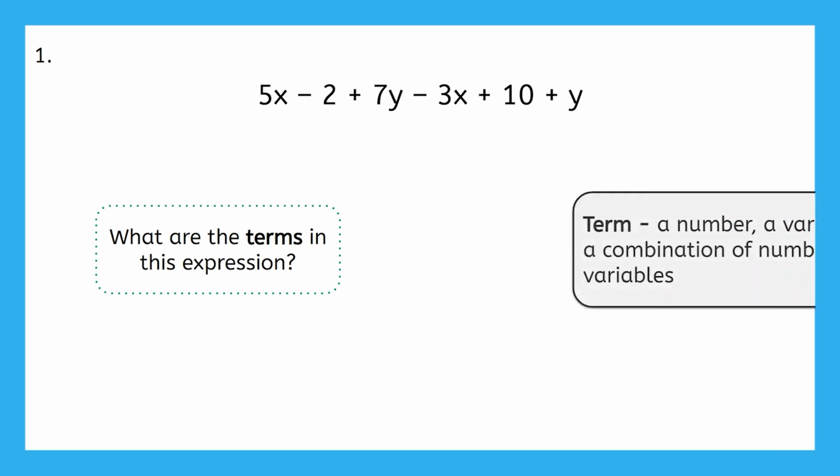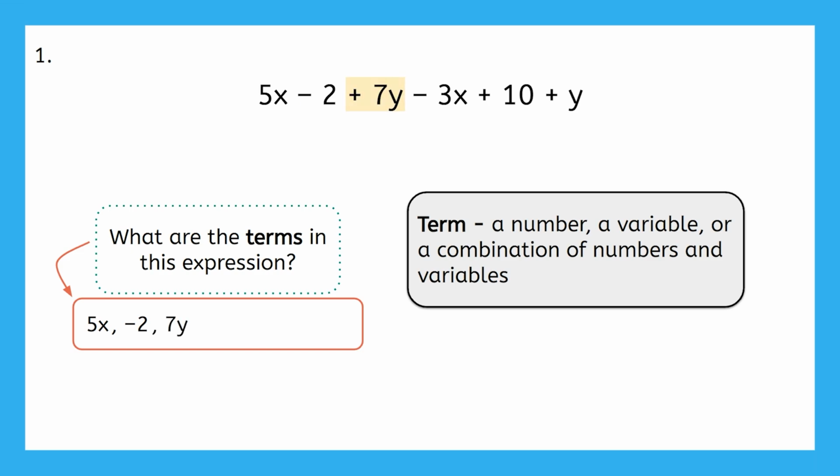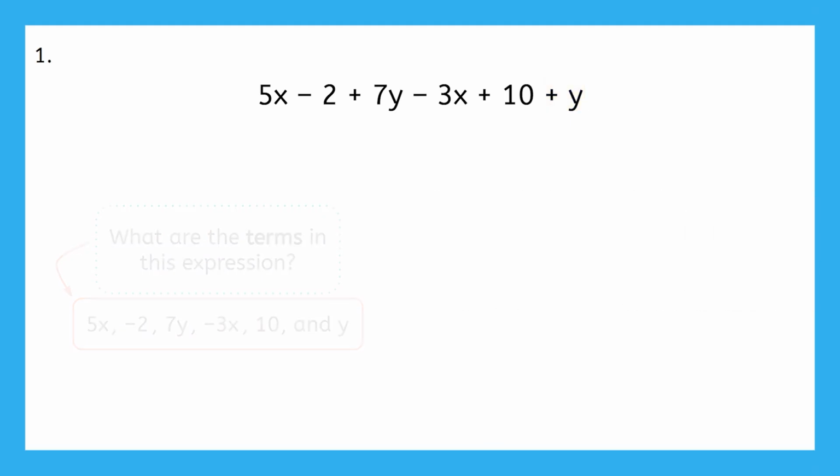A term is a number, a variable, or a combination of numbers and variables, including the sign that comes before it. That means the terms in this expression are 5x, negative 2, positive 7y, negative 3x, positive 10, and positive y. Remember, when a term doesn't have any sign in front of it, like the 5x at the beginning of this expression, by default, it's positive.